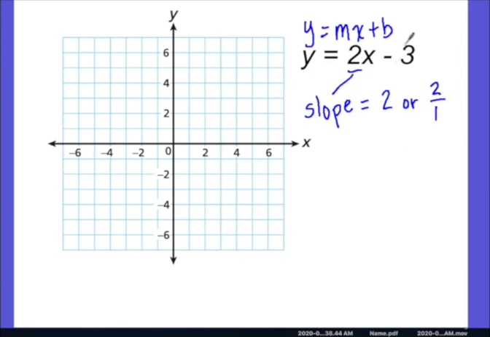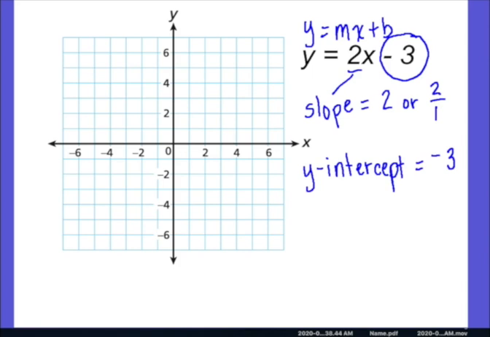So now this time, I see that there is a minus 3 here. So that is my y-intercept. I have to make sure to bring the negative that is in front of that 3 along as part of my y-intercept. So the y-intercept is negative 3.